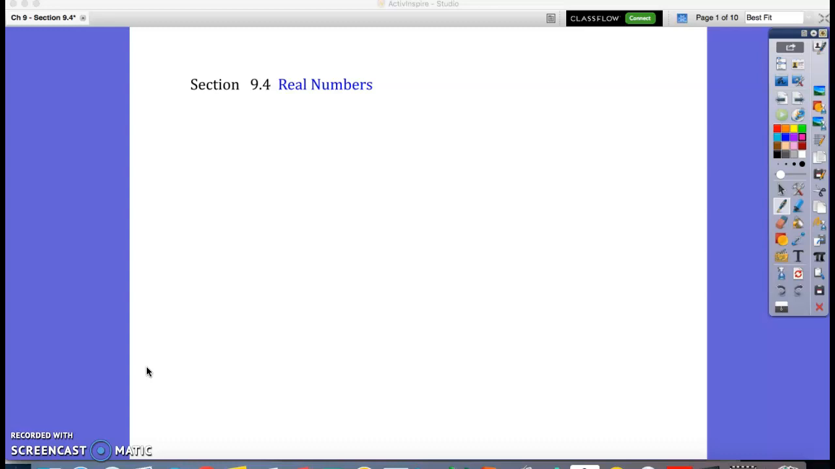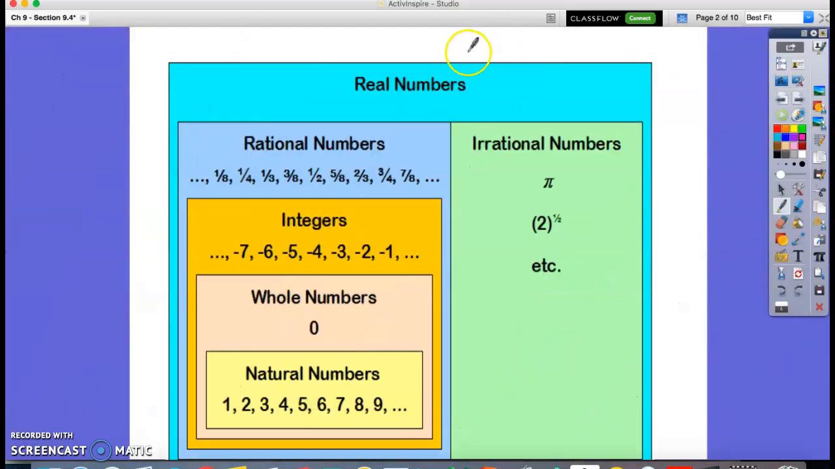Amen. So, we're going to start section 9.4, real numbers. We learned about the real number system earlier. It starts with the natural numbers. Natural numbers are counting numbers that you can count with your fingers, right? 1, 2, 3, 4, and it goes on forever. And whole numbers start from 0. That's 0, 1, 2, 3.